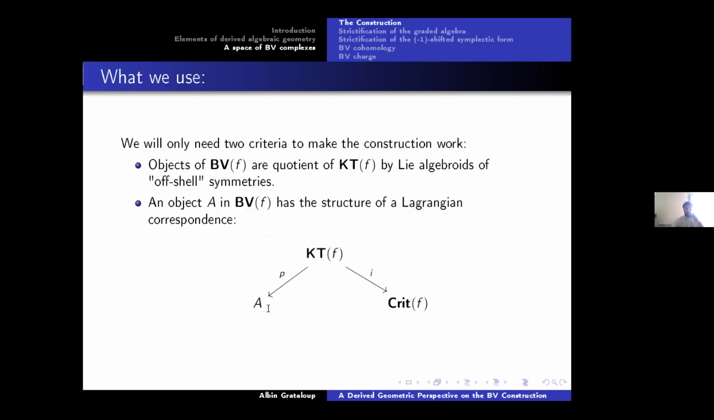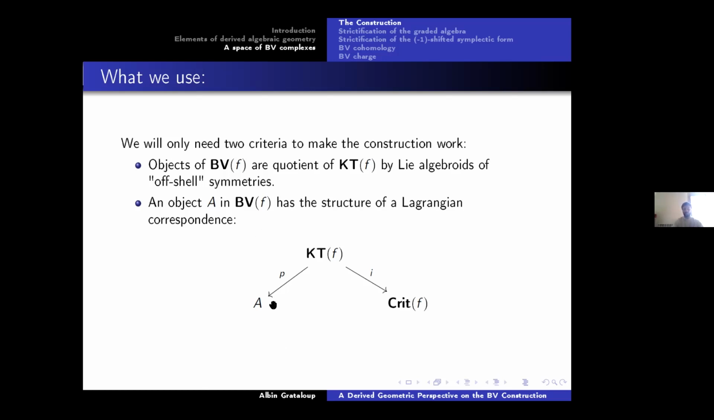So what I'm actually going to use is these two things: BV is the quotient of the Koszul-Tate resolution, a derived scheme, by the algebroid of off-shell symmetries. When I'm working with on-shell symmetries, I do not know if I can recover the correct cohomology typically, so this is a technical condition that I need to put in to compute the cohomology in this case. And I'm requiring this Lagrangian correspondence. So now this is all defined.